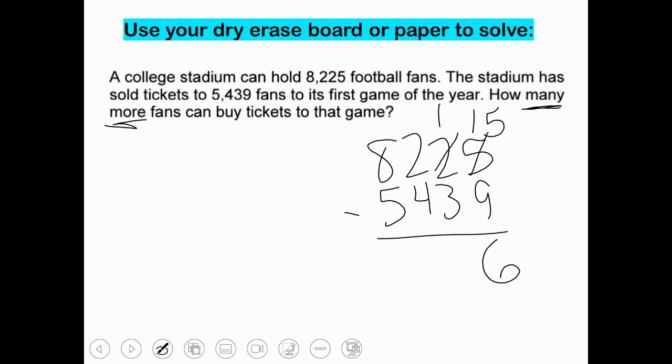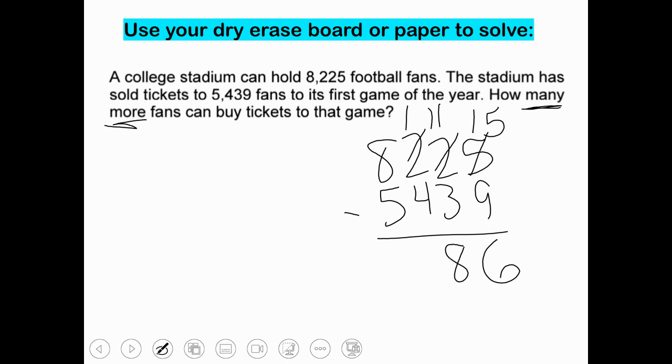1 minus 3. Can't do it, right? Got to go to my neighbor. I'm going to go to my neighbor 2. Cross off the 2. It becomes a 1. The other 1 becomes an 11. 11 minus 3 is going to give me 8.